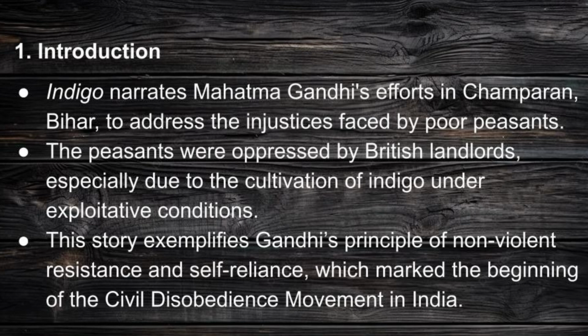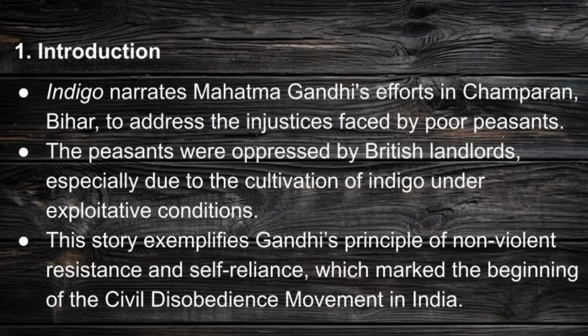Now, Indigo narrates Mahatma Gandhi's efforts in Champaran, which is situated in Bihar, to address the injustices faced by the poor peasants. Peasants means farmers. So, the peasants were oppressed or suppressed by the British landlords, especially due to the cultivation of indigo under exploitative conditions. So in Champaran, most of the lands were owned by the British landlords and they forced the farmers to grow 15% of their holding with indigo. And this was an exploitative situation because the farmers could not accept all the terms laid down by the landlords.